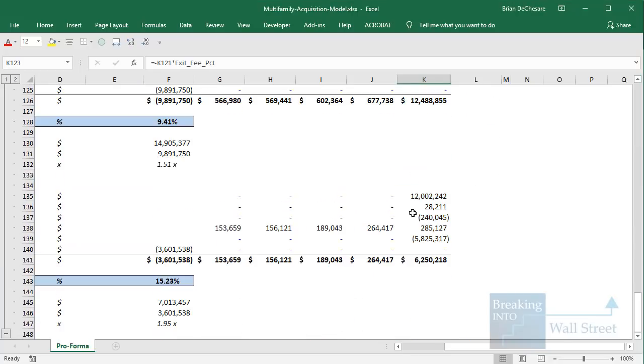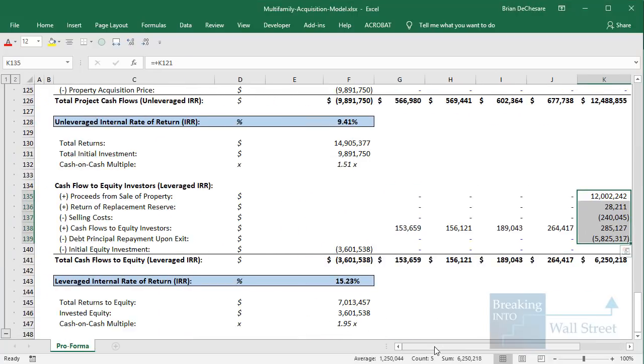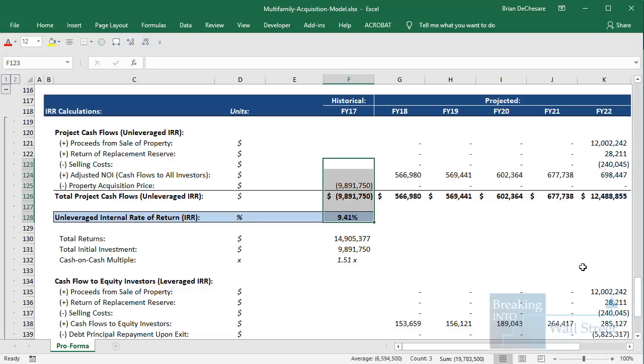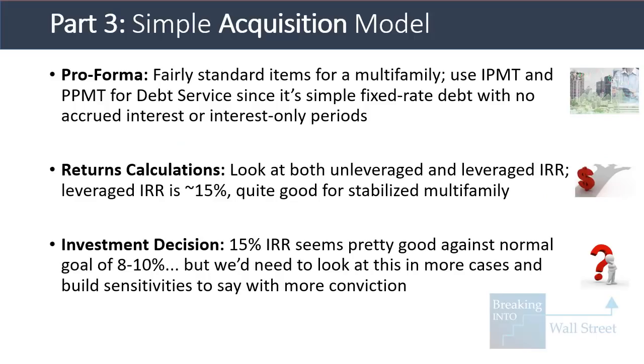We repay debt at that point. We pay some fees associated with this, and we get to around a 15% return. On an unleveraged basis, the IRR is more like 9 to 10%, which is still pretty good for a stabilized multifamily property. So do we do this deal? Do we buy this property?